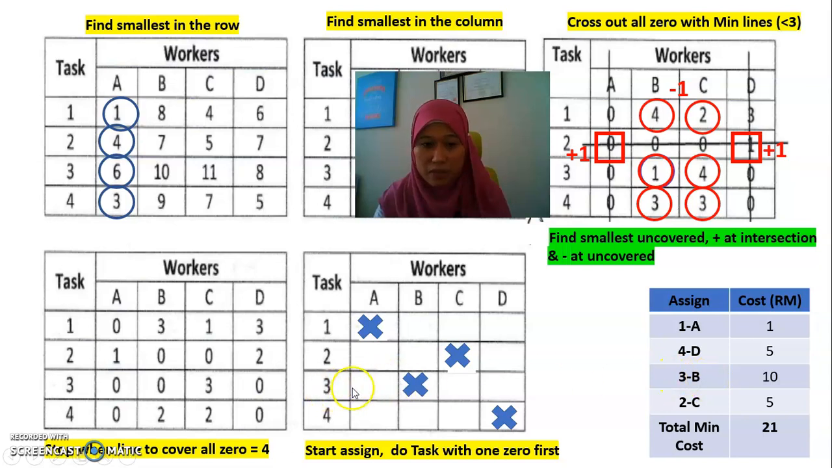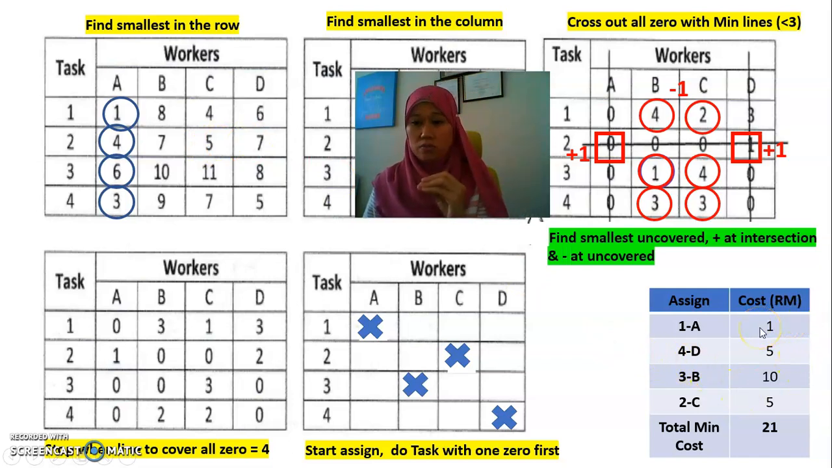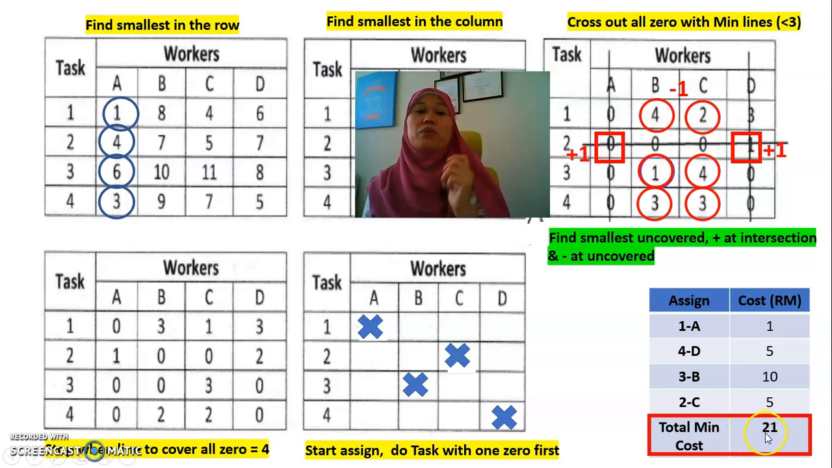3B, remember we have assigned 3 and B. So read here, 3 and B is 10. And 2 and C is 5. So you need to total up all the costs based on the tasks and workers you assigned, taking the cost from the original table, and the total cost is RM21. So you have solved the assignment problem here.